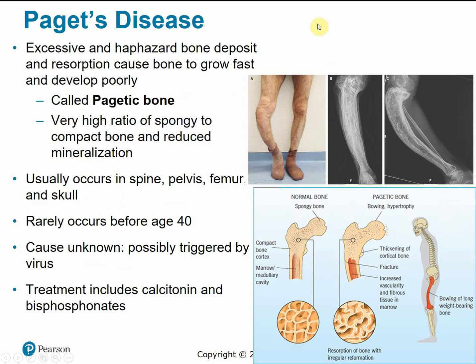Paget's disease is kind of the opposite of osteomalacia and osteoporosis. So the other two, we had kind of poorly mineralized bone or not enough bone deposition. Paget's disease is where you have excessive and kind of random bone deposition. So the bones grow fast and develop poorly. So they're not as mineralized as normal healthy bone because they grow at such a rapid rate. So they're kind of half-hearted formed bone tissue. So this usually occurs in the spine, pelvis, femur, and skull.